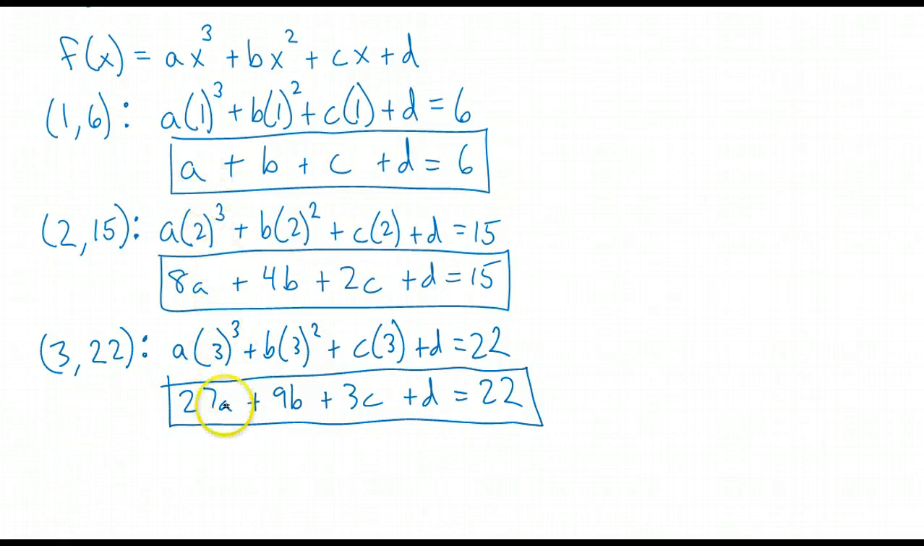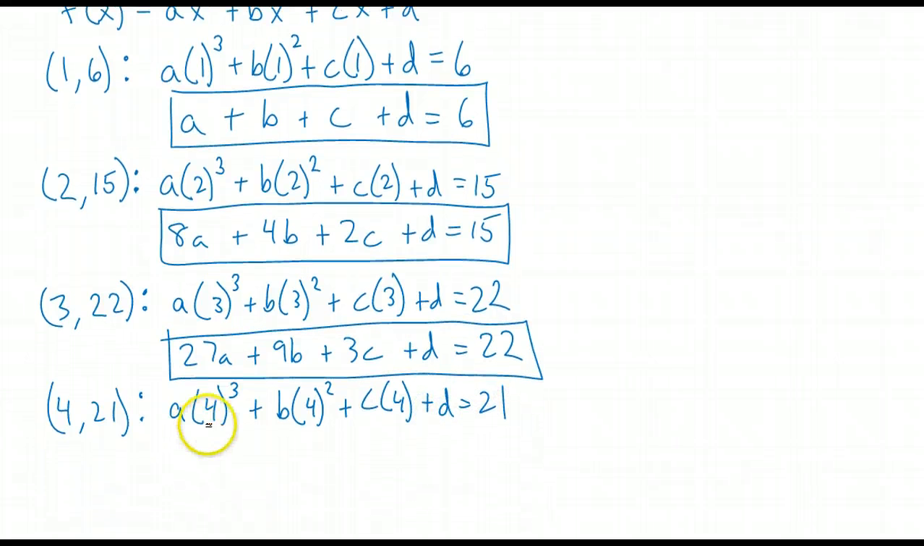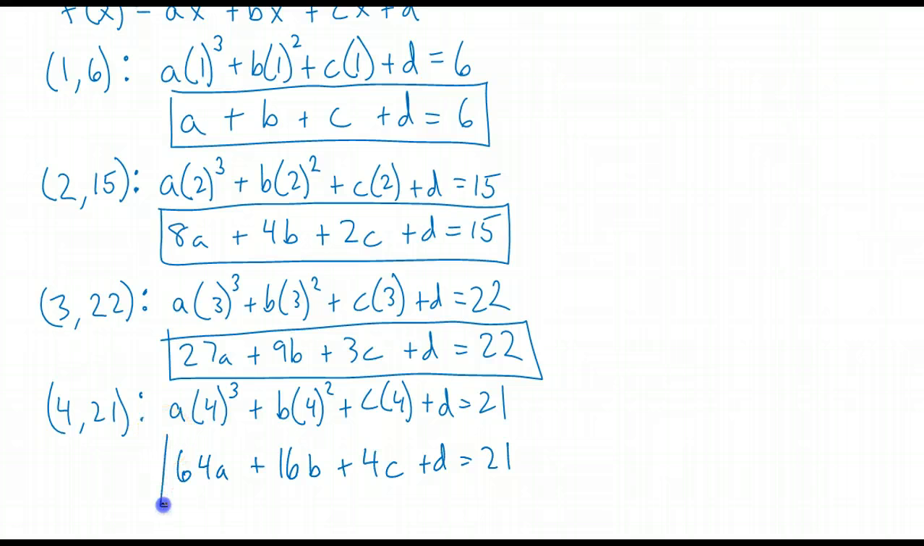I still need a fourth equation since I have 4 variables, 4 unknowns, so I'm going to move on to my next ordered pair. When x is 4, my output will be 21. So 4 cubed is 64 plus 16b plus 4c plus d equals 21.